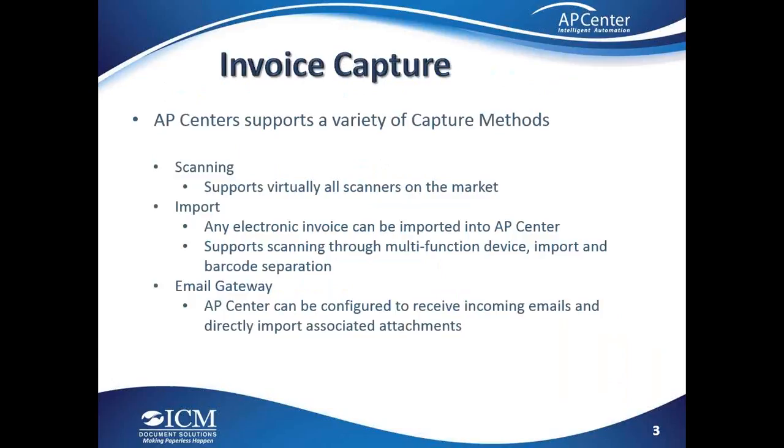So we have a barcode sheet, just a blank piece of paper that's got a specialized barcode on it. By putting those barcode sheets in between the invoices, they can be stacked together, scanned at one time, and AP Center, as it picks up those invoices when they come in, breaks them out into separate invoice work items. So that really streamlines the scanning process.